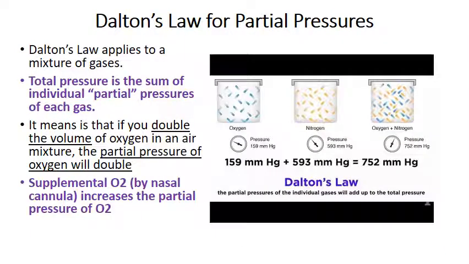So Dalton's law is also a critical law for understanding the behavior of mixed gases such as air. And Dalton's law says basically the total pressure of a mixed gas is the sum of the individual pressures of each gas. Now, taken in combination with Boyle's law, what that means is if you double the volume of oxygen in a mixture, then you're going to double the oxygen pressure as well. So the partial pressure of oxygen is increased, and this is the way supplemental oxygen from an oxygen concentrator works, when you don't actually pressurize the system. Simply supplying more oxygen will in effect increase the partial pressure of oxygen.